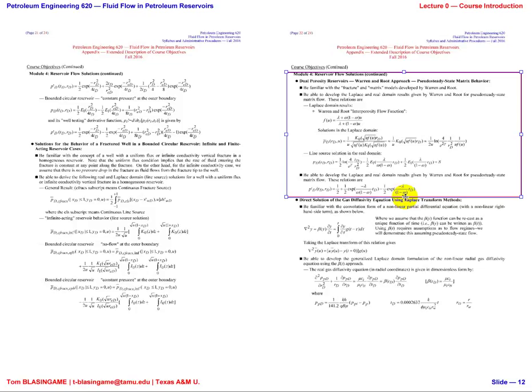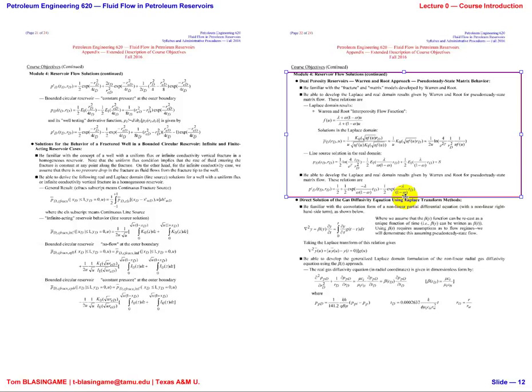It was presented in 1960. I included that paper in your reference deck, which is in the website now. But Warren and Root came along in 1964, 1965, and they put a fix on what Barenblatt and Zeltov had done, and they were able to present this Laplace domain solution. So it really should be called Barenblatt, Zeltov, Warren, Root, etc.